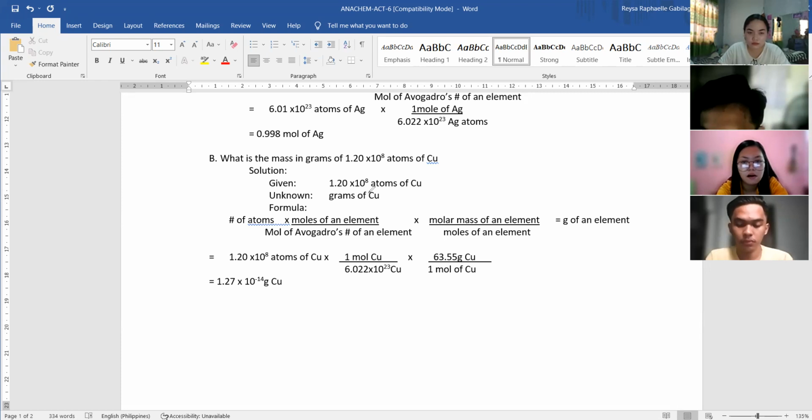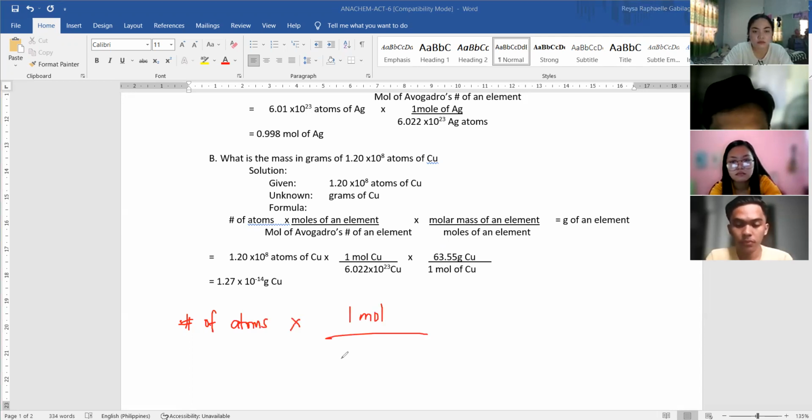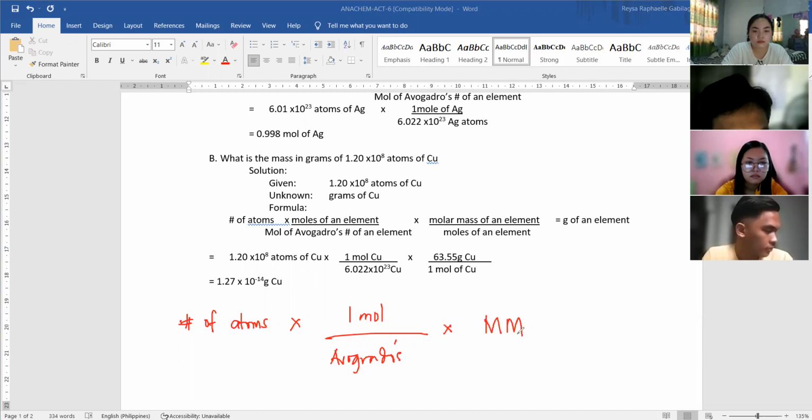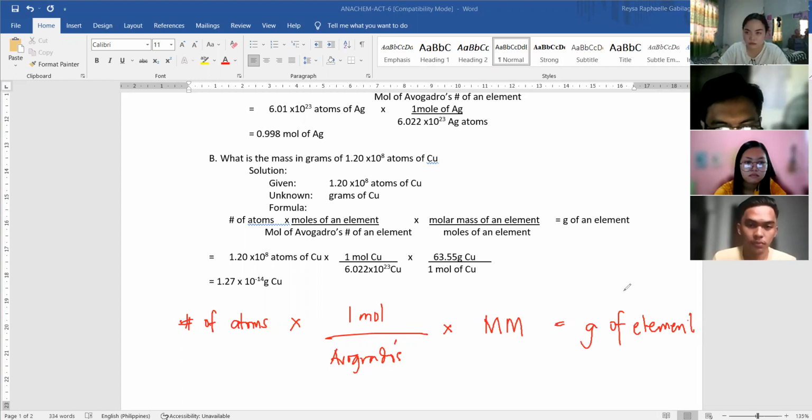So dagdagan lang actually natin yung formula. Yung formula natin kanina, number of atoms sa given, tapos i-multiply mo siya sa 1 mole ng substance divided by the Avogadro's constant. And then, dagdagan mo lang siya ng molar mass. Molar mass ng given, ha, para makuha natin itong grams of the element. So just like the example on the screen, the given is 1.20 times 10 raised to the power of 8 atoms of copper. Okay, yan yung given. Ganyan karami yung atoms ni copper na present.